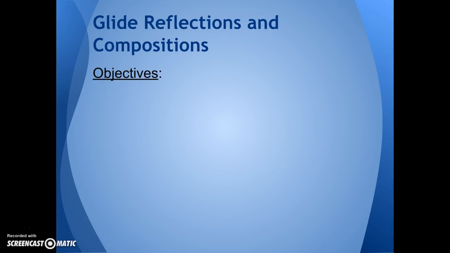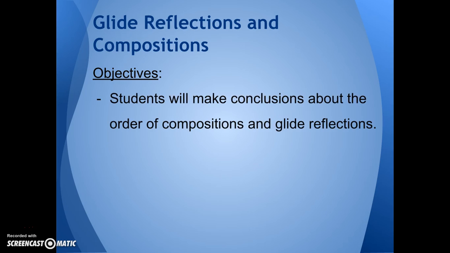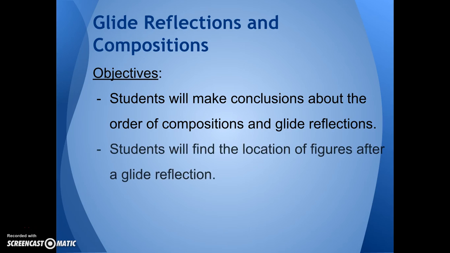Alright, there are two objectives for this glide reflection and composition lesson. First of all, students will be able to make conclusions about the order of compositions and glide reflections, whether or not the order of the two transformations matters. And then students will find the location of figures after a glide reflection. That means, like in the coordinate plane, they can identify where the image will end up.